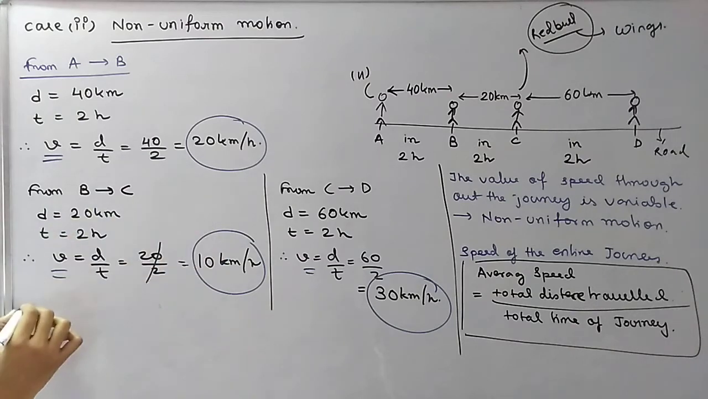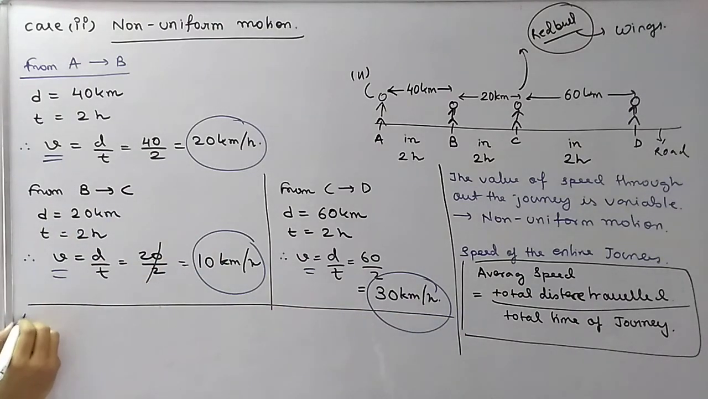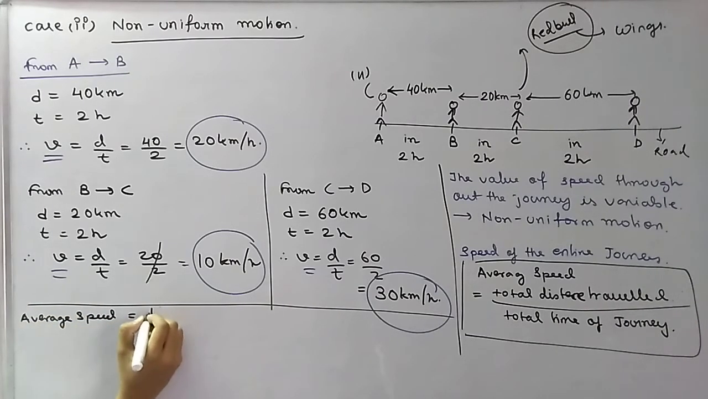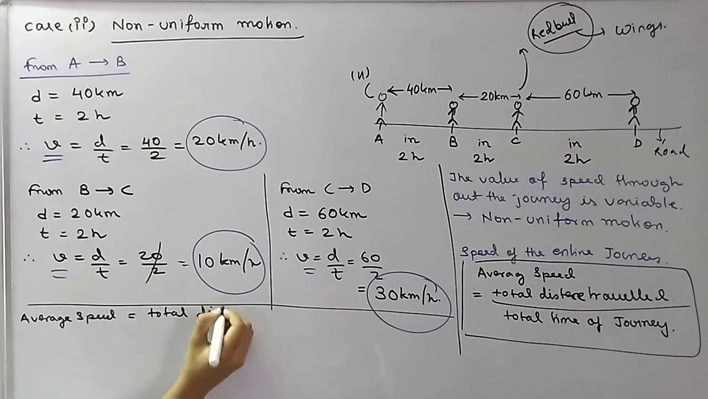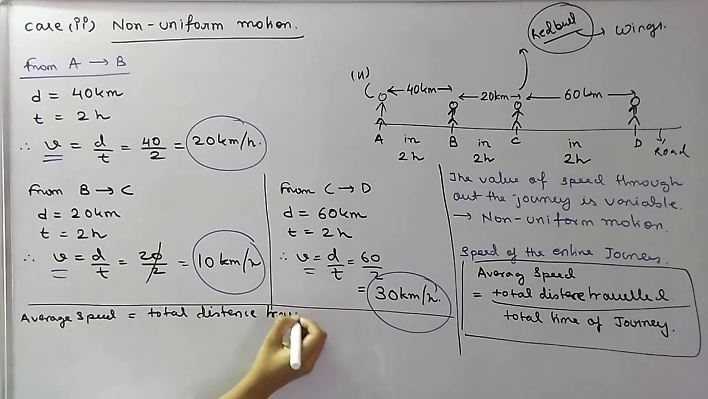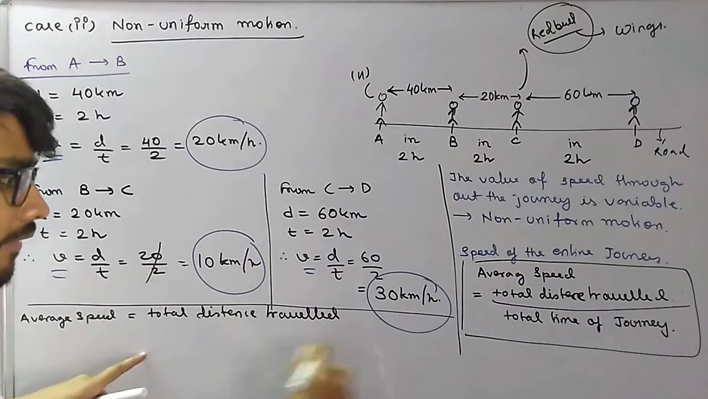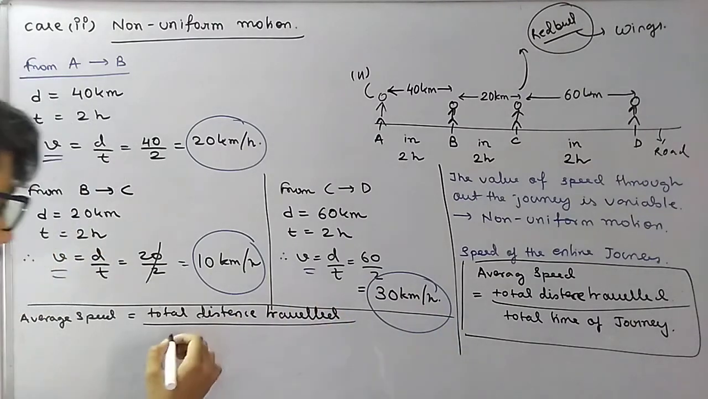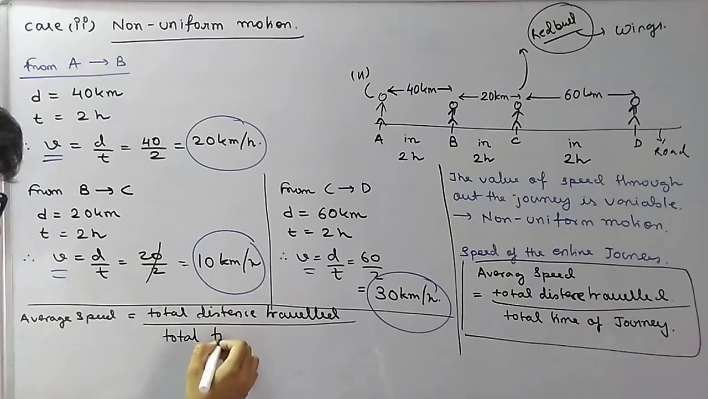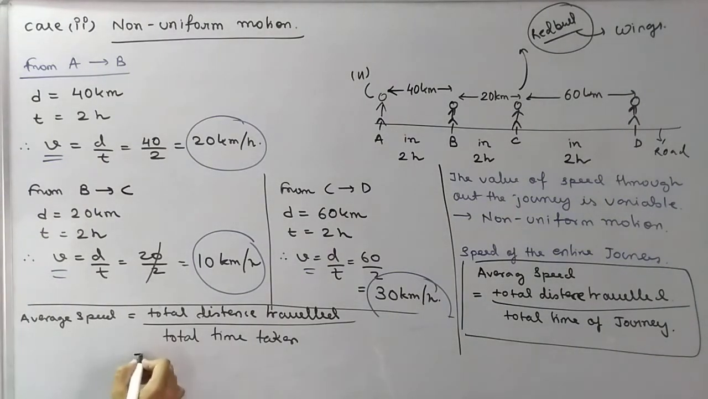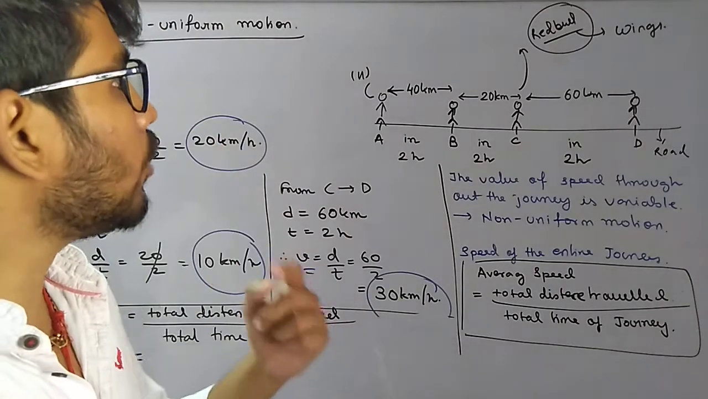Now for this case, we know that average speed is equal to total distance traveled in the journey by total time taken. I don't have enough space, so please just try to cooperate with this now. Now total distance traveled is how much?